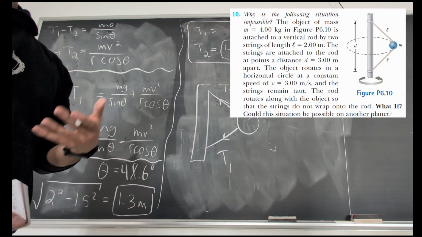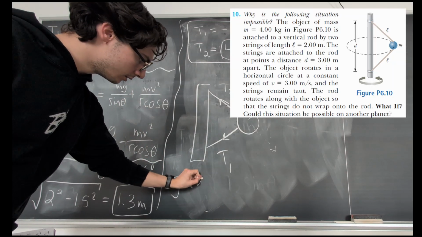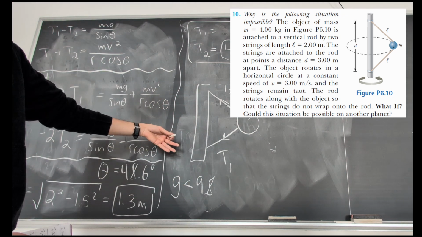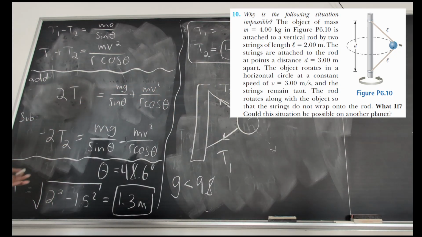But then the problem asks you, what if g was different, like let's say g was smaller than 9.8 meters per second squared, like you do this experiment on the moon or on Mars, you might get a different number. So try to work that out. Let me know if you have any questions about this.